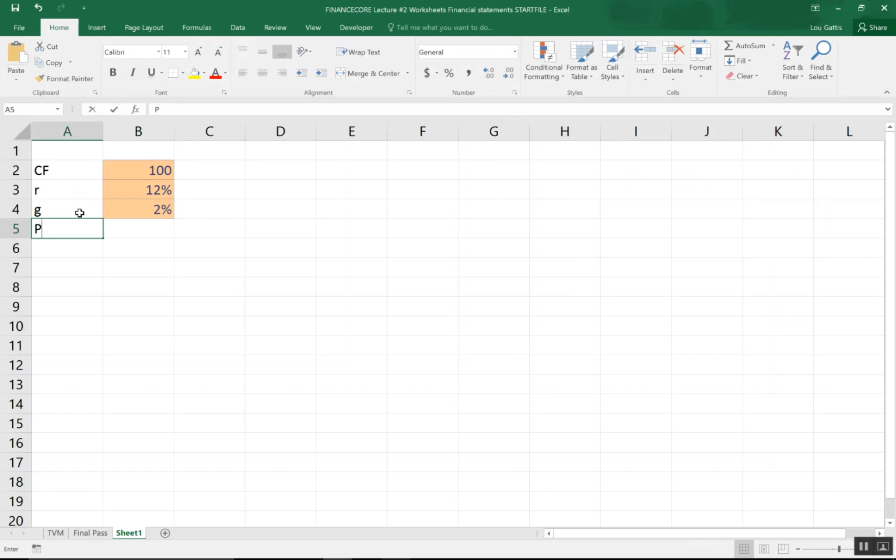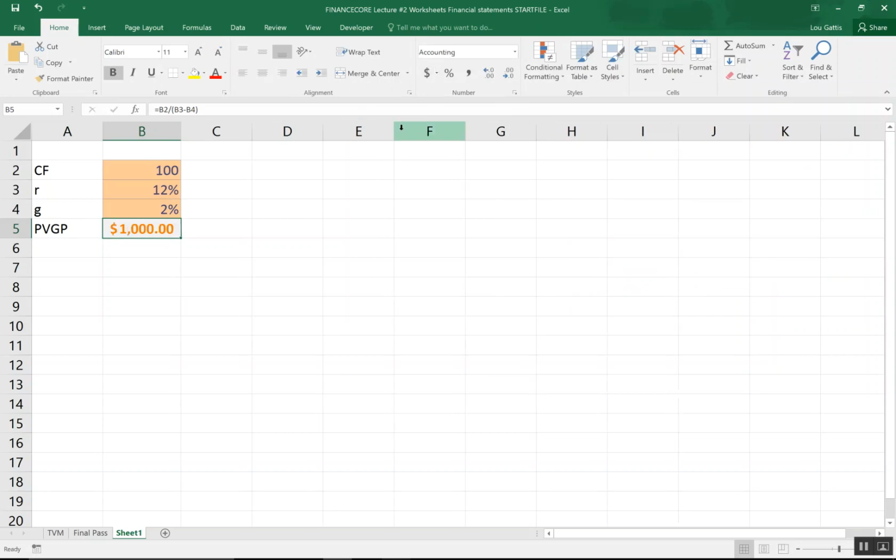And we're going to calculate present value growth perpetuity. And that's going to be my cash flow divided by R minus G, or K minus G. There's my $1,000. However, we're going to write a function that could do this for us.